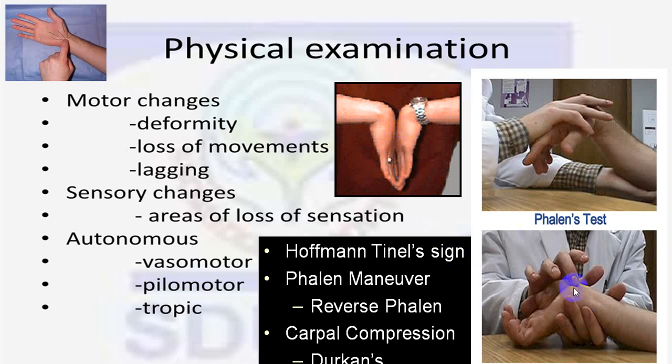This is Tinel test. You have to tap at the wrist over the carpal tunnel. The person gets tingling, numbness and pain, and this is the position of the wrist. And this is another position of the wrist, which will flex at the wrist, and that will stretch the nerve, producing compression of the nerve, and the symptoms will exaggerate.